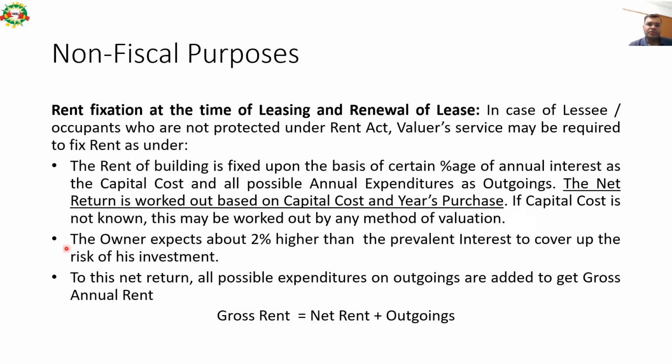in the previous session. So the owner expects about 2% higher return than the prevalent interest to cover the risk of his investment. Whatever investment return the owner is getting from the market, say on government securities, the owner may expect 2% higher return as compared to government securities or gilt. To this net return, all possible expenditure on outgoings are added to get the gross annual rent. So first we calculate net rent and then plus outgoings, that will give us the gross rent which the owner should charge to the occupant or lessee.